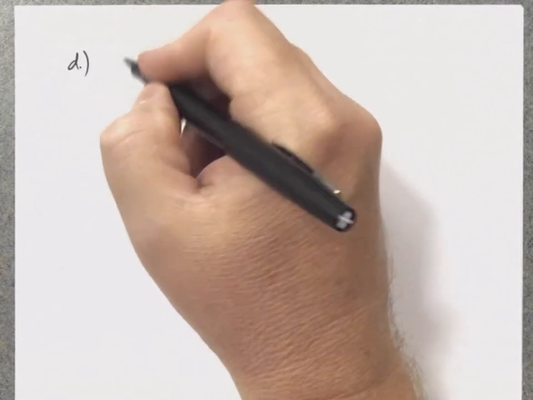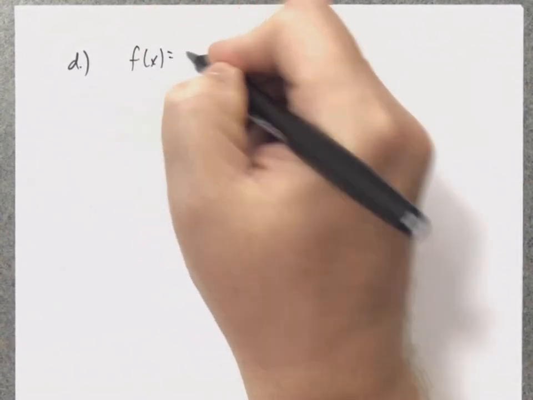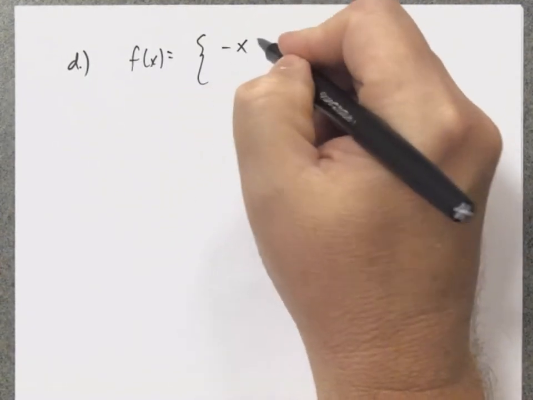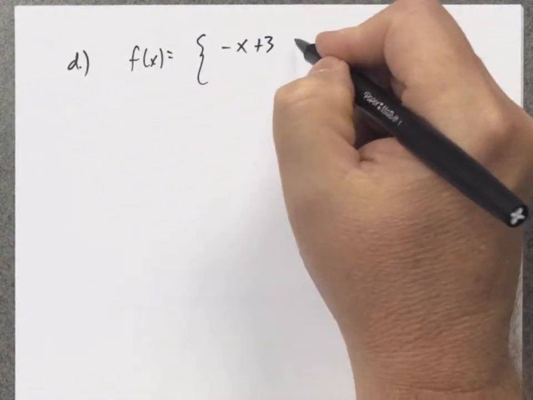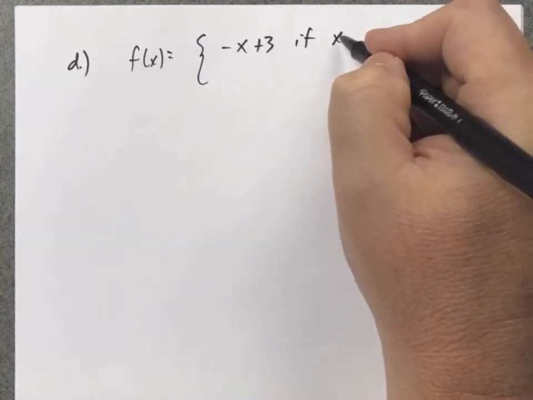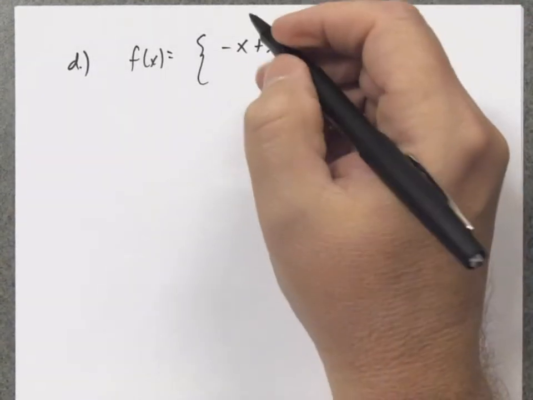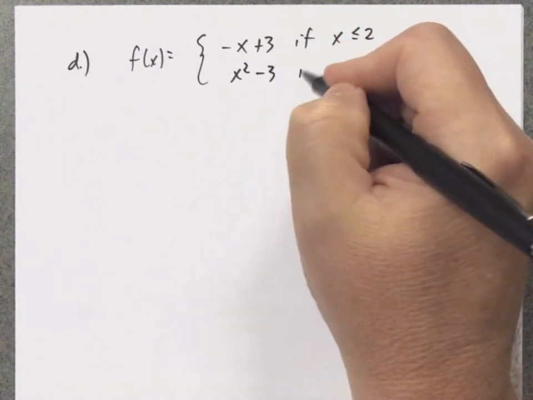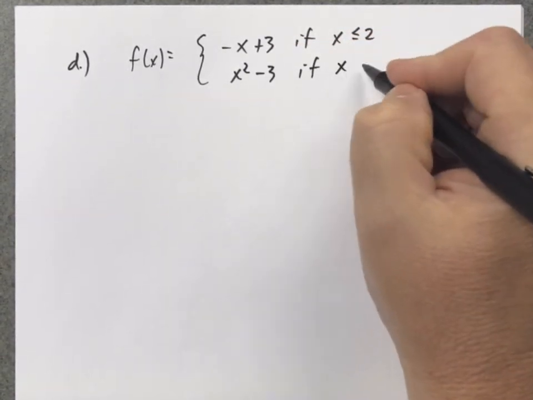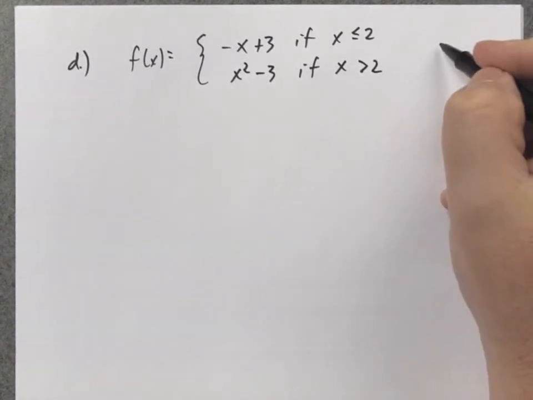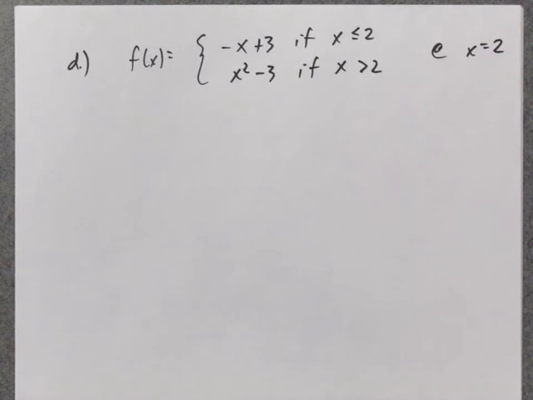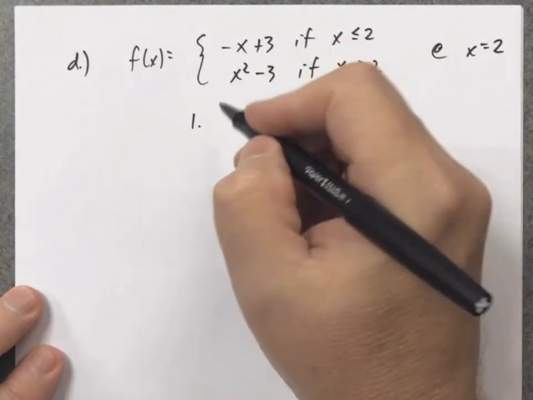So this one, f of x equals negative x plus 3 if x is less than or equal to 2, and x squared minus 3 if x is greater than 2. And we're checking for continuity at the transition point when x is 2. All right, same 3 steps.